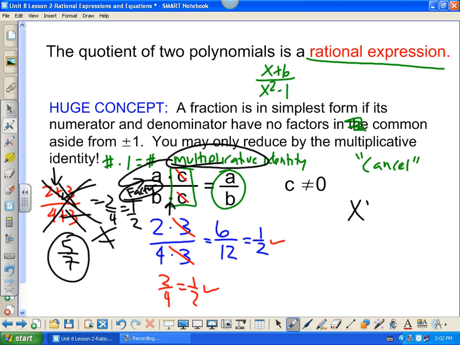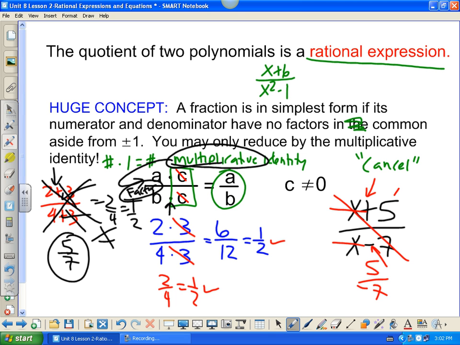Often I will see kids write x plus 5 over x minus 7. They see that there's an x on top, they see that there's an x on bottom, and they call it 5 over negative 7. But that is incorrect canceling because it's not over the operation of multiplication. So please make sure you understand what it means to cancel, how that's related to the multiplicative identity, and that you're reducing your expression by the number 1.